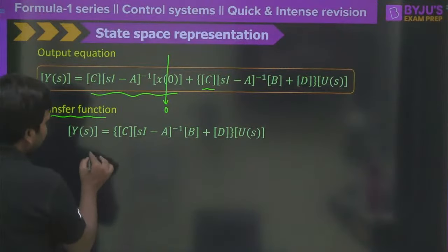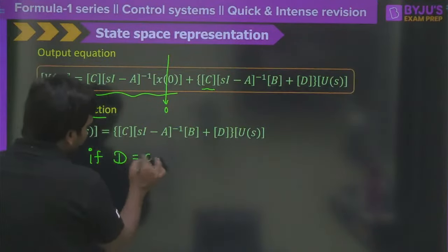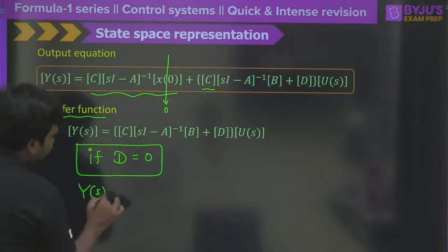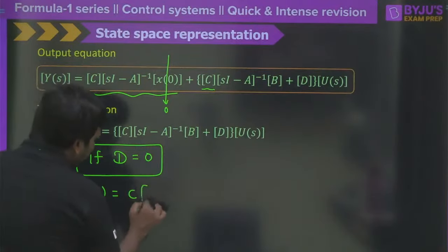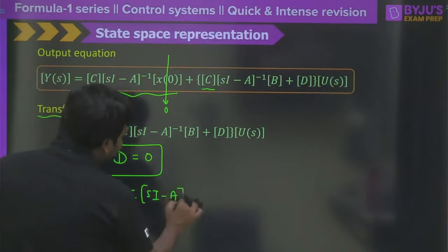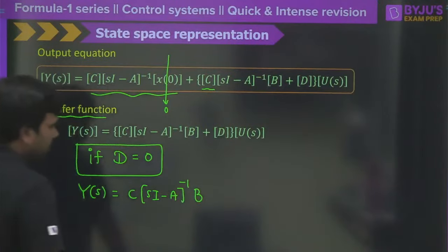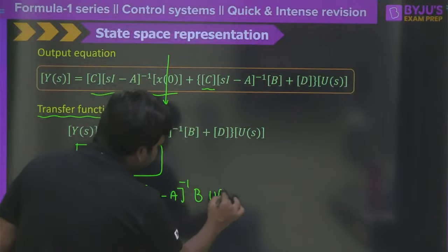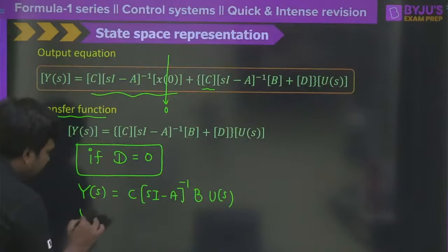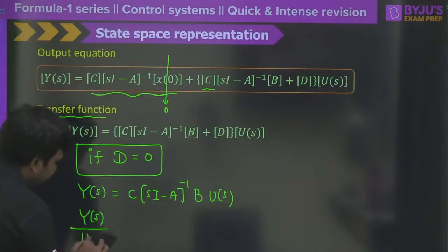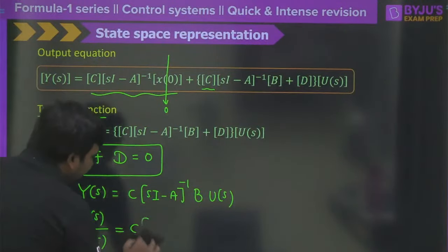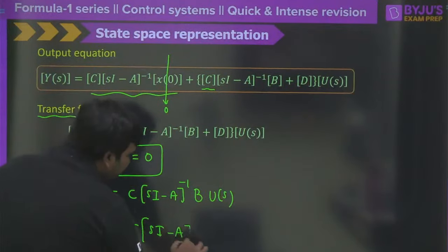Correct? If the direct matrix D is also 0, because most of the times in GATE questions this value will be 0, then Y(s) is going to become the C matrix into (sI minus A) whole inverse into the B matrix. Correct? Simple. So Y(s) is equal to this into U(s). I'm extremely sorry, it will also have U(s). When we take Y(s) by U(s), obviously that is considered the transfer function because this is output by input. So this is equal to C into (sI minus A) whole inverse into B.